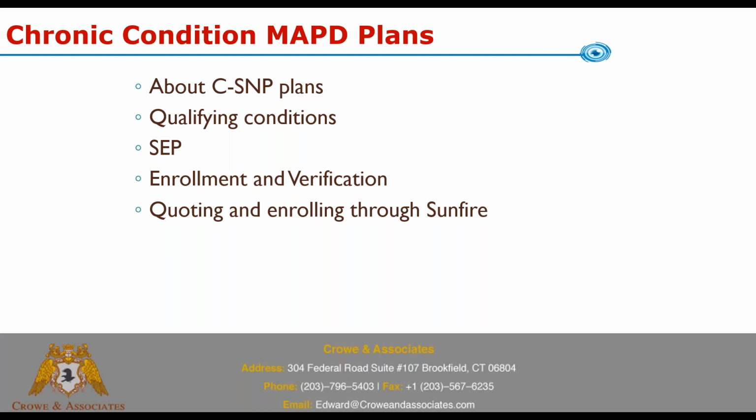So today we're going to talk about chronic conditions CSNP plans, talk about the plans themselves, talk about what qualifying conditions there are for them, how it creates a special election, the process for enrollment and verification, which is pretty standard except for the verification part, but we'll touch on that, and then quoting and enrolling these plans through Sunfire, and I will fumble through switching out of the presentation to the Sunfire site to show you how to do that. And like I said, I'll probably fumble through that a bit, but we'll get there ultimately. And so we'll get started.